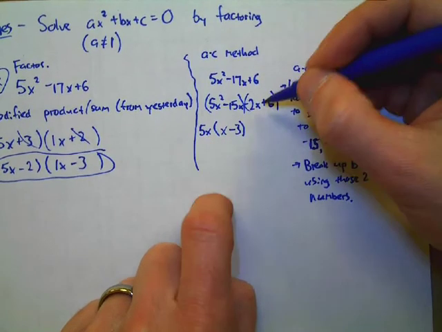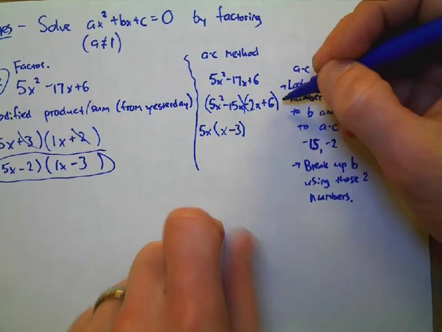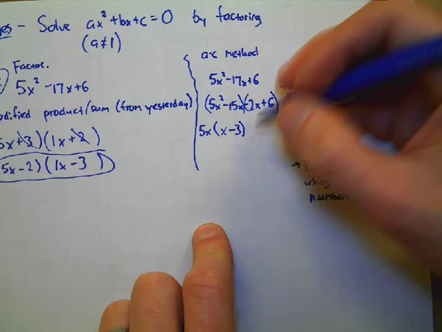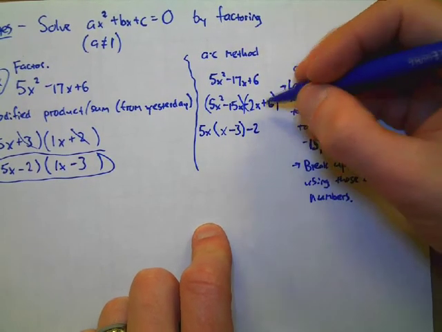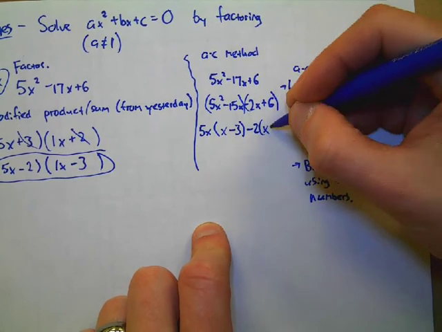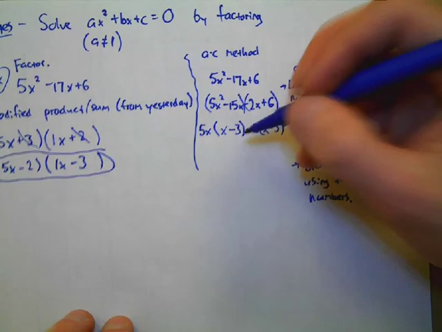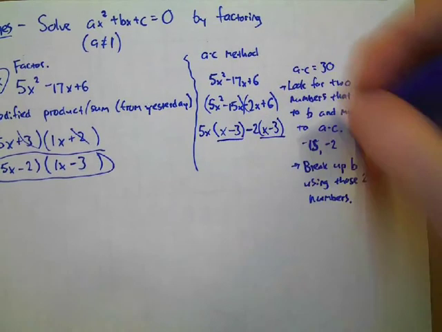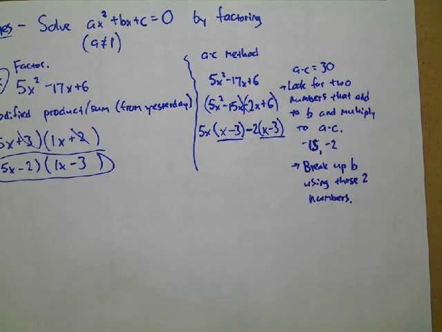What about from this second group here? What can we take out of that? I'm going to take out a negative 2. So divide out a negative 2. Negative 2x divided by negative 2, x. 6 divided by negative 2, negative 3. You know you're on the right track if your leftover parts are the same.